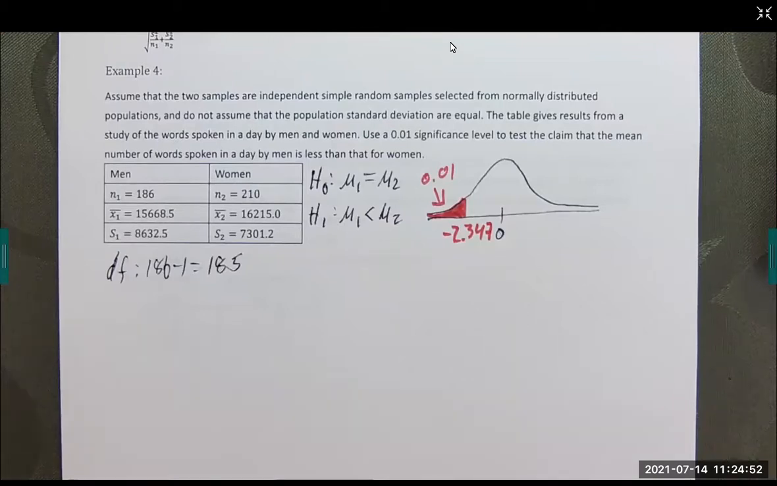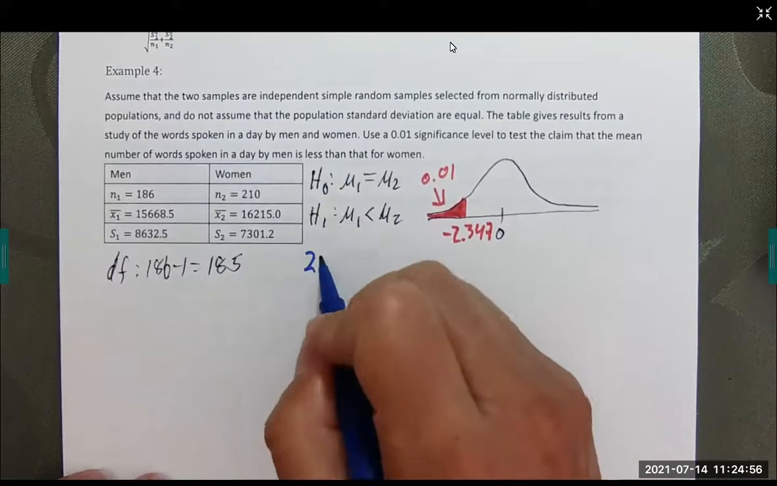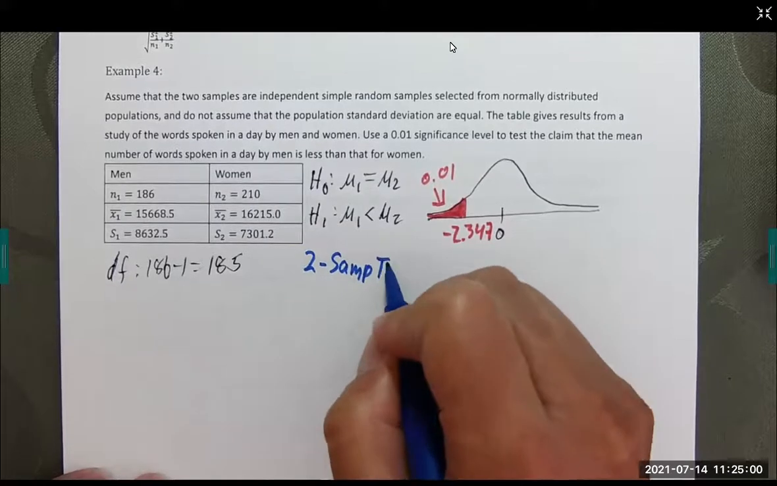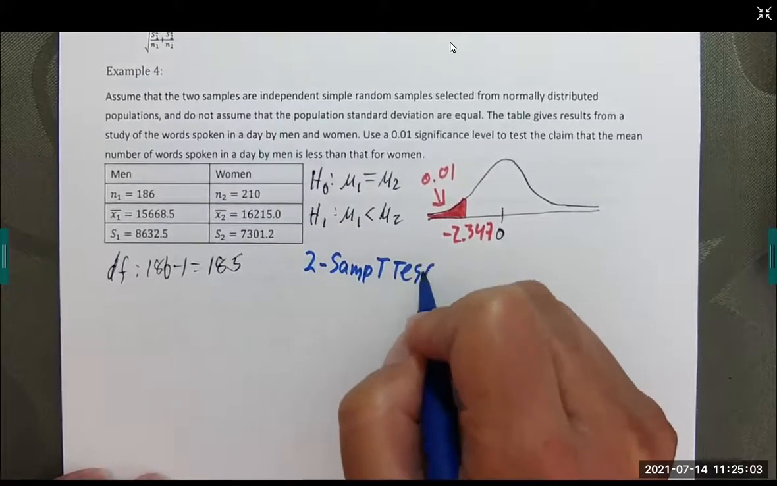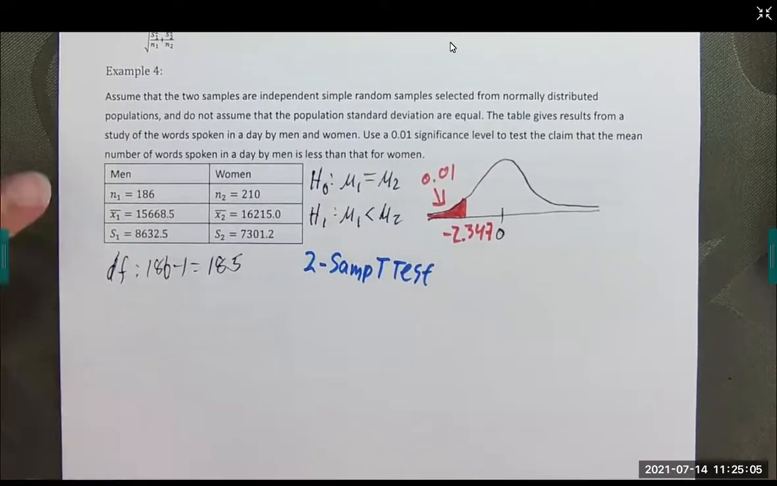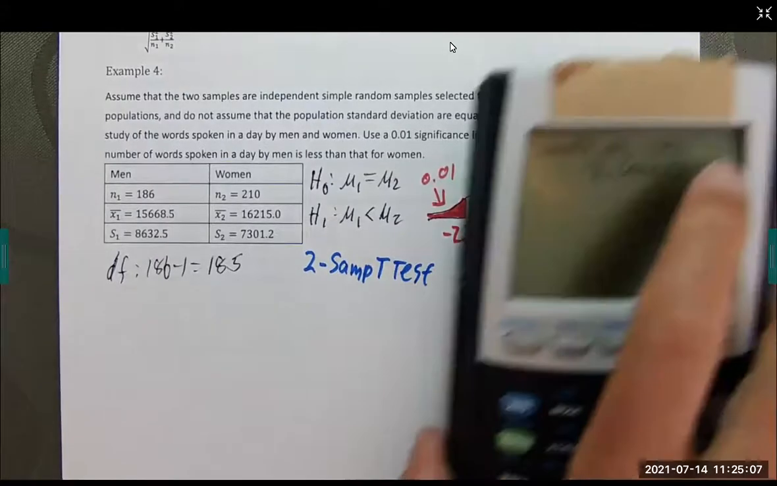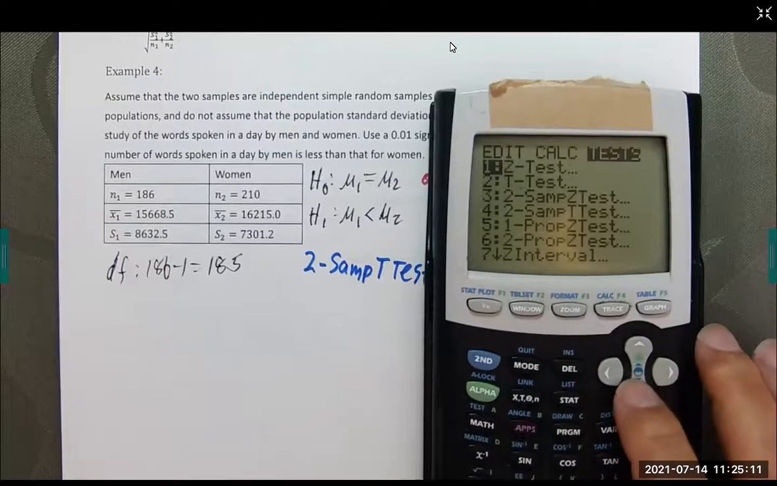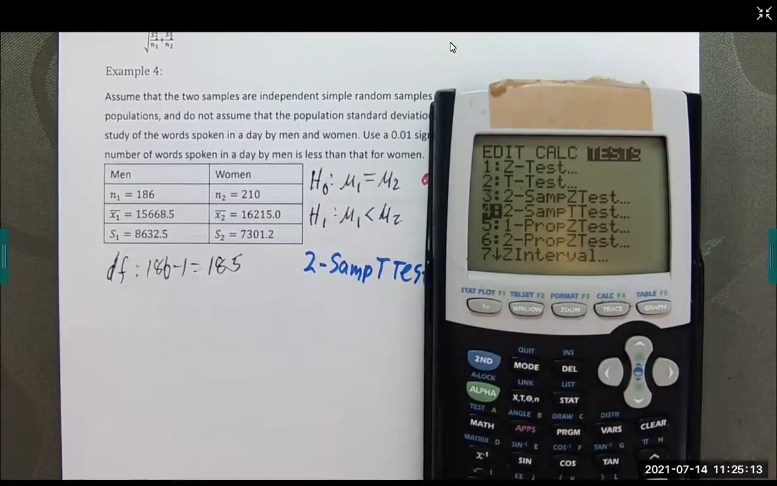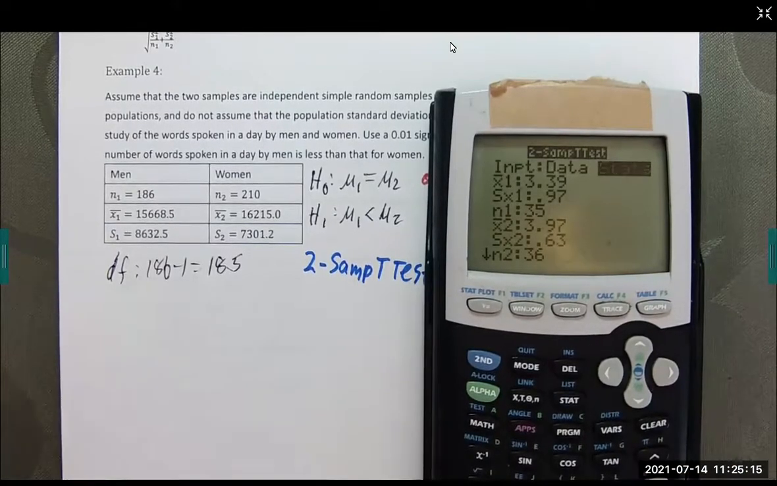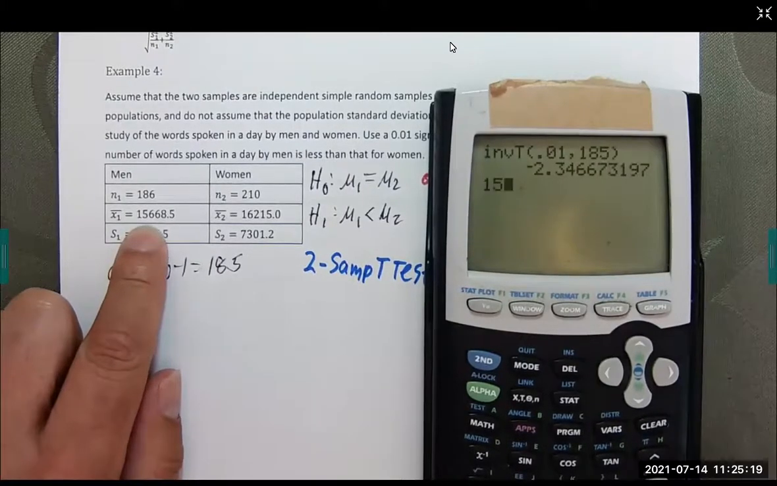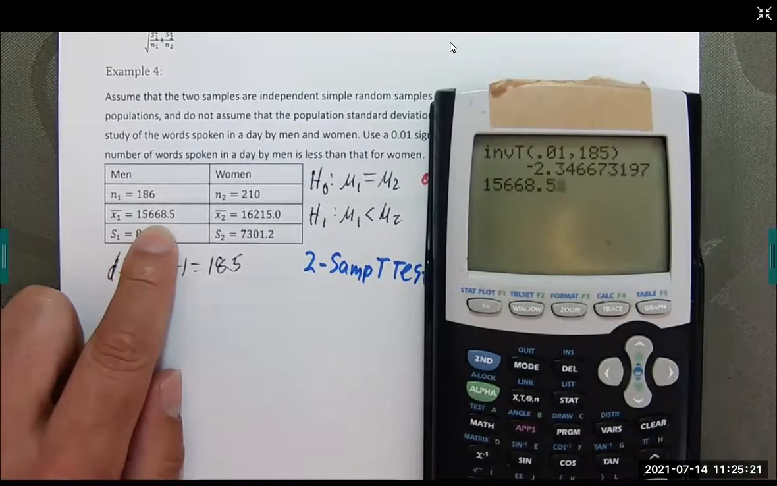All right, so we are going to run in our calculator a 2-sample t-test with this information. So stat, tests, 2-sample t-test is right there. X bar is 15668.5.